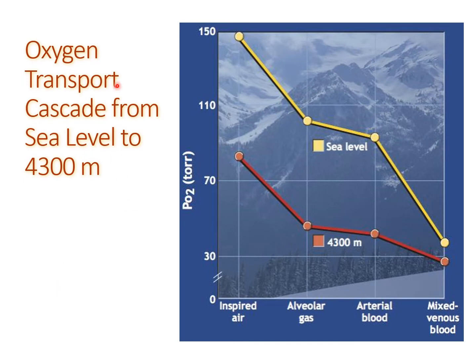Okay, so here's the oxygen transport cascade from sea level to 4,300 meters. You can see this is our pressure of oxygen, and we have a much higher pressure with inspired air. So the air has enough pressure to push into our lungs, versus at 4,300 meters, it doesn't have as much. So it's more difficult to get oxygen in because we don't have that outward pressure pushing in. And then they just break this down into alveolar gas, arterial blood, and mixed venous blood. They're basically just identifying different areas in the circulatory system where we might see this change in the oxygen transport cascade.